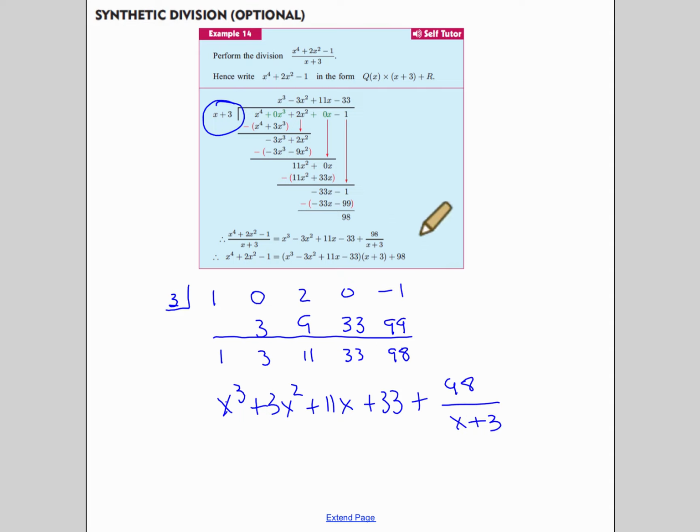Check our answer that they gave us in the book. Boom. Again, so much quicker than going through all of this horrificness, and so much less of a chance of making an error.